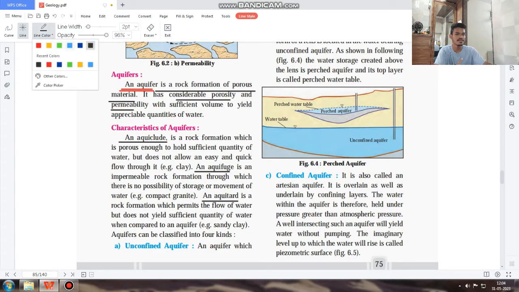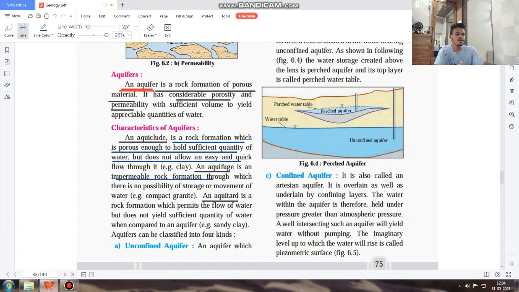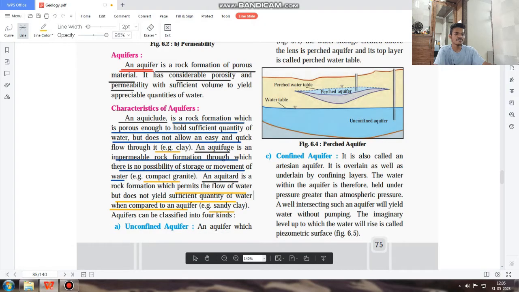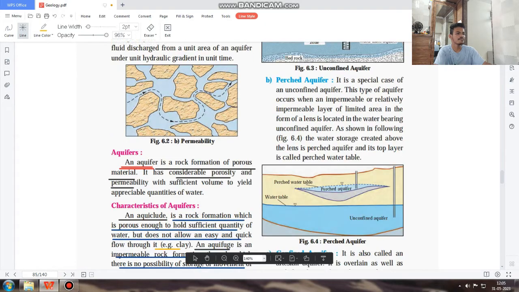Read it, you can read it over here. It is a rock formation which is porous enough to hold a sufficient quantity of water but does not allow flow of water easily and quickly. Aquifuge is an impermeable rock formation through which no storage or movement of water is possible. Compact granite, I have given an example also. You can read out the examples also. Aquitard is what? It permits flow of water but does not yield a sufficient quantity of water compared to an aquifer. Example, sand, clay.